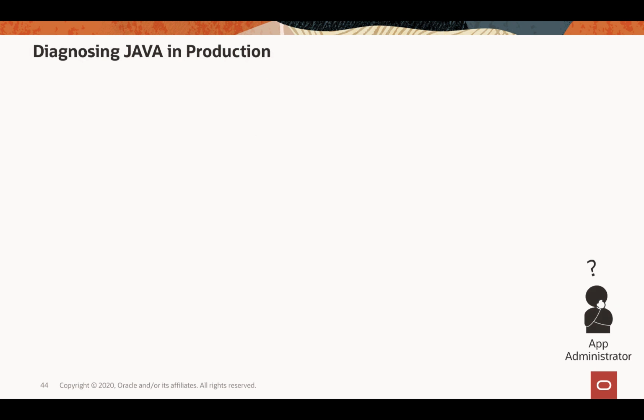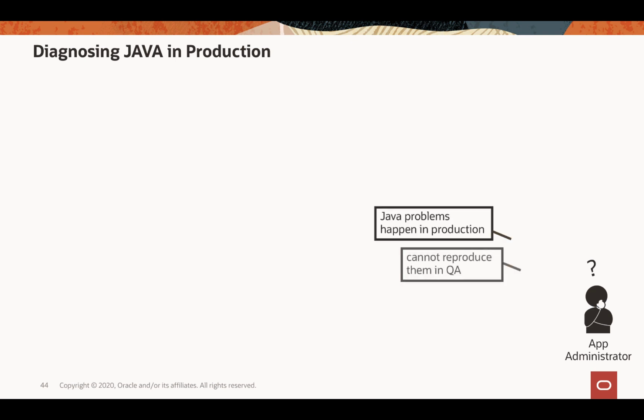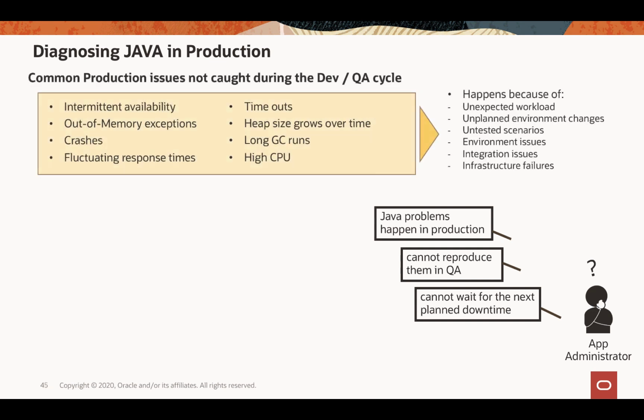So here we have an application administrator who often has to diagnose Java in production environment. But why does he have to do so? That is because the problems happen in production and he can't reproduce them in his internal environment, and he can't wait for the next planned downtime to fix the problem. Then what are the common issues seen in production? Those can be intermittent availability issues, out-of-memory issues, or could be application crashes or timeouts. And those happen because of situations which weren't expected to happen.